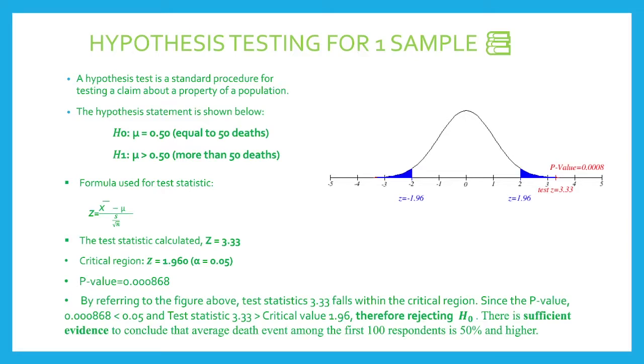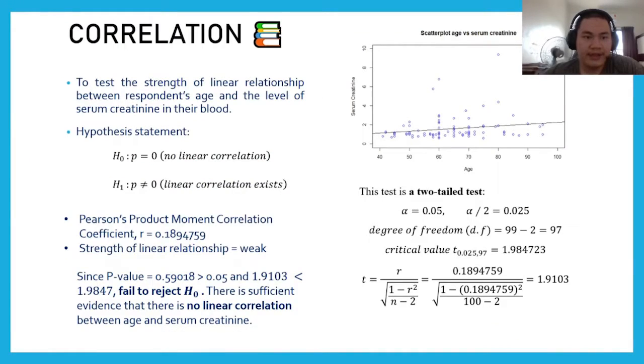critical region, since the p-value 0.000868 is lesser than 0.05 and the test statistic 3.33 is larger than the critical value 1.96, therefore rejecting H null. And there is sufficient evidence to conclude the average death event among the first 100 respondents is 50% and higher. That's all. Thank you. Moving on to the next hypothesis test, which is correlation.